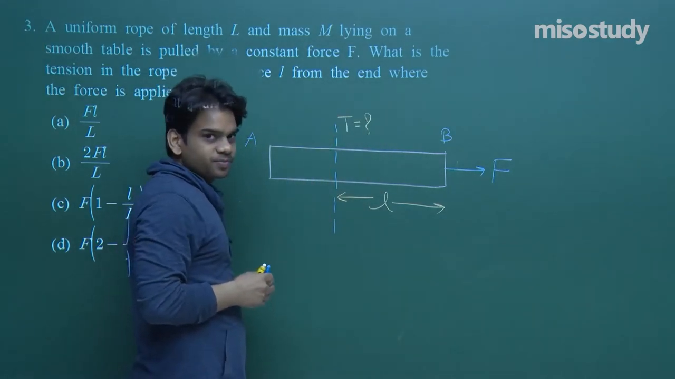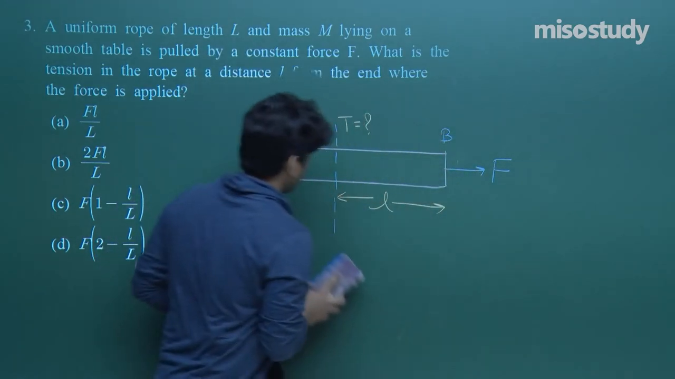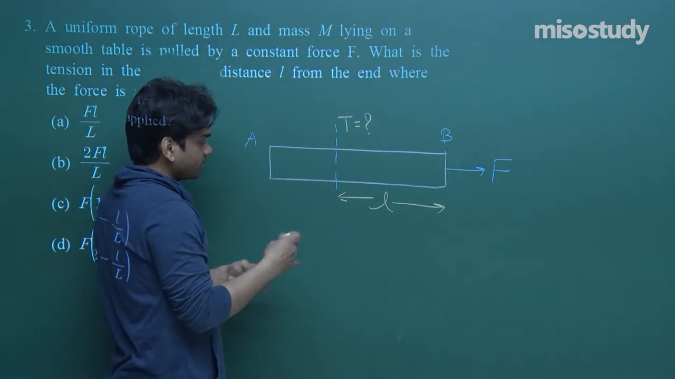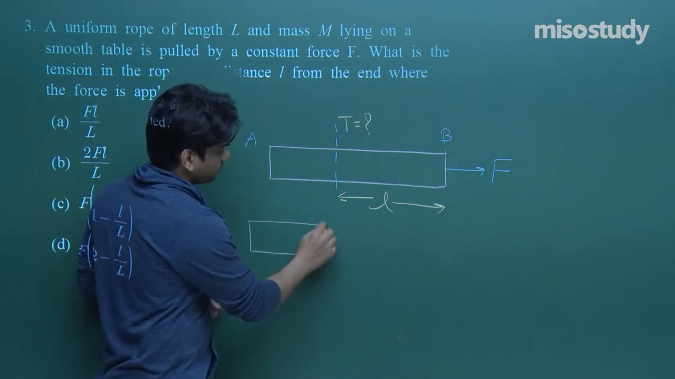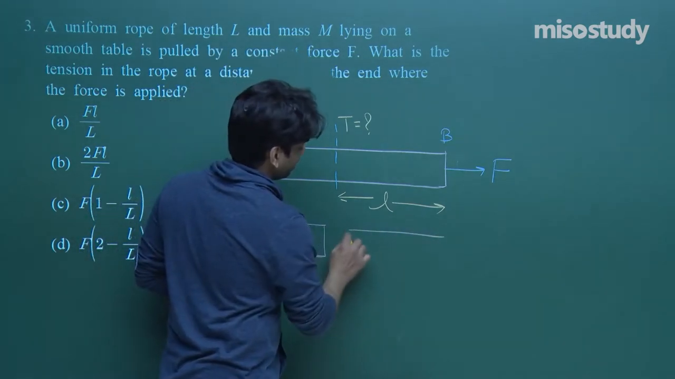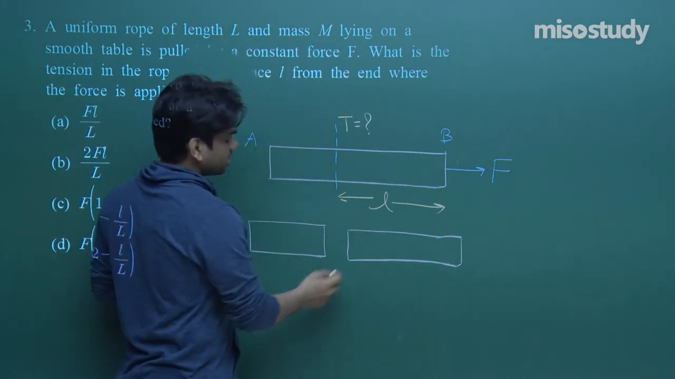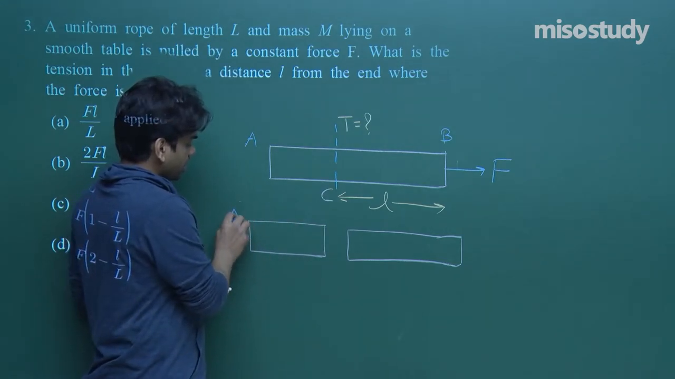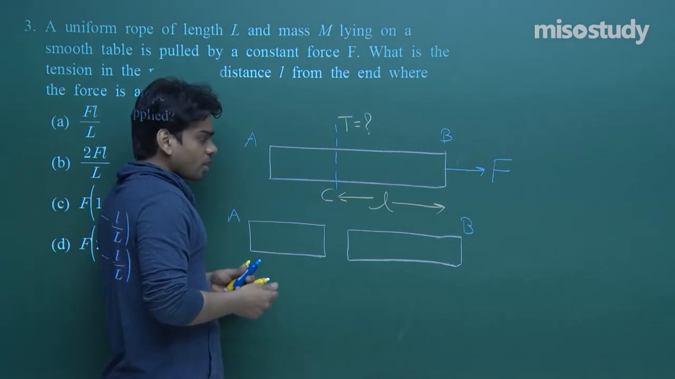we need to evaluate this tension. Let us do a breakup of this rope. If we do a breakup of this rope, how will it look like? See, I'm just breaking up this rope into two parts. One, from the end l, I have just broken up the rope. And let me call this end as C, this end that was C from the end l. So this is A, this is B, and here the tensions are acting.